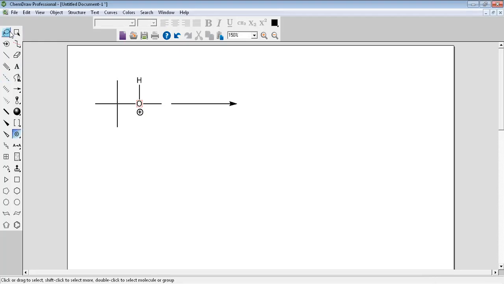Now if we remove this side as the leaving group, what will it be? It will be this, an alcohol. And if we remove this one also, it will be an alcohol. This will be an alcohol, 1, 2, 3. Also OH.